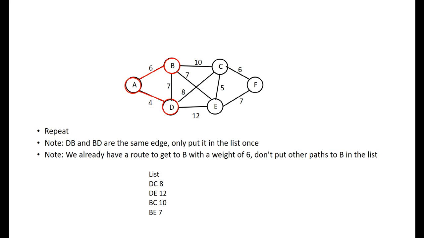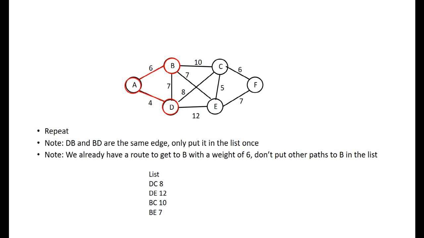So we're not interested in putting D to B on our list with a weight of 7. Why? Because we already have a way to get to B, and it's a way to get to B that's cheaper than 7. And actually, if we're getting there from A, it'd be 4 plus 7, but we won't go there. The point is, our cheapest way to get to B is 6, and that's already in the minimal spanning tree. So we won't put B to D in our list.